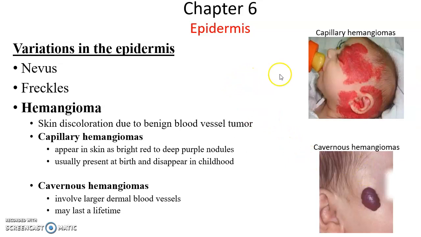Hemangiomas are types of birthmarks. You have basically discolorations in the skin because of benign overgrowth of blood vessels. Papillary hemangiomas appear bright red, and they often appear at birth and then disappear over time. Cavernous hemangiomas are large dermal blood vessels that are overgrown. They tend to last the entire person's life.